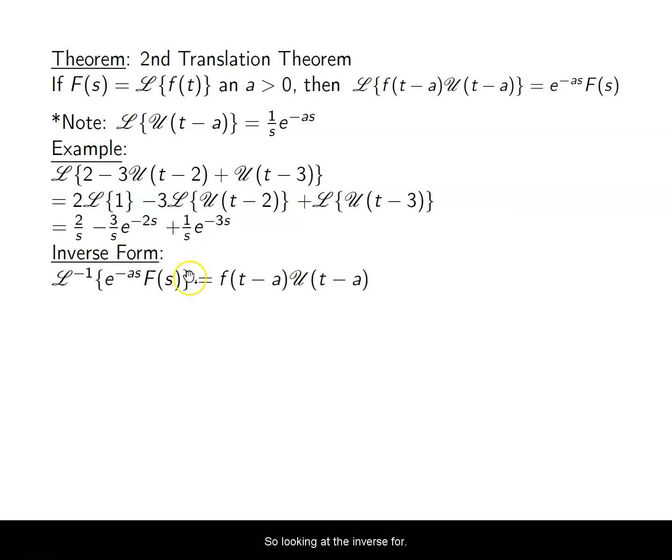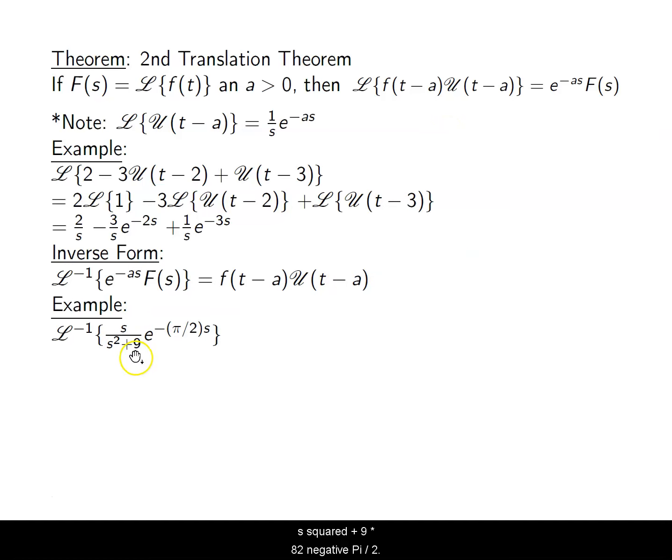So looking at the inverse form, again, the inverse Laplace of this will bring you to your function, right? So the function that we had here. So let's do an example of that. Let's say we have s over s squared plus 9 times e to the negative pi s over 2, right? So again, now my a is pi over 2, and this function is a cosine function. I have s over s squared plus 9, which gives me cosine of 3t, okay?